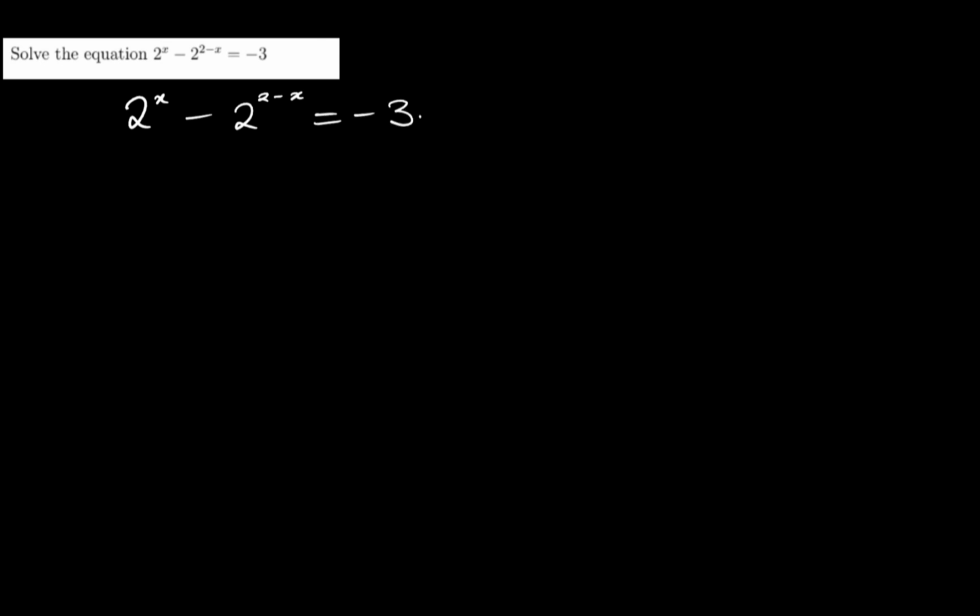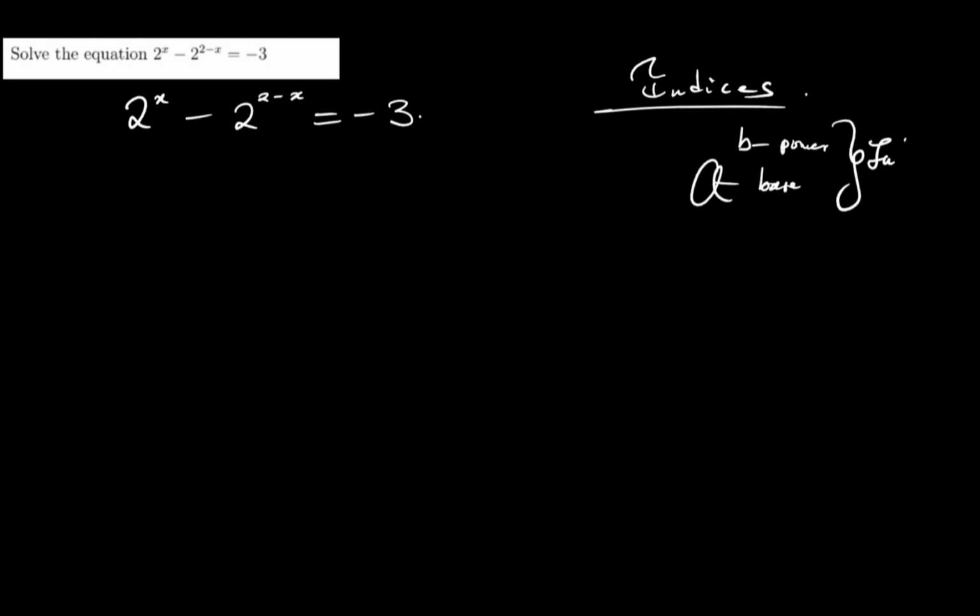Alright, so I want you to just remember something. Back in the days, you learned this bad boy, indices. Indices just gave you a shortcut of how many times you can repeatedly multiply the base by itself. If I have a raised to b, then a is the base and b is the power. This notation is called the index notation.